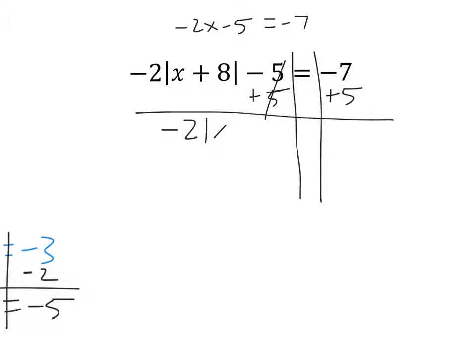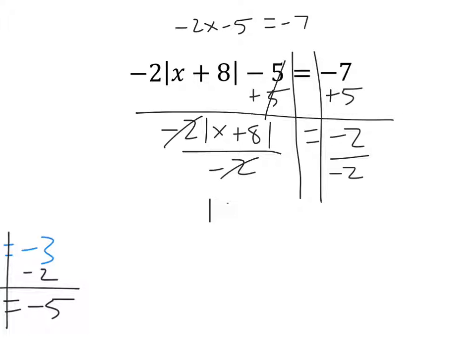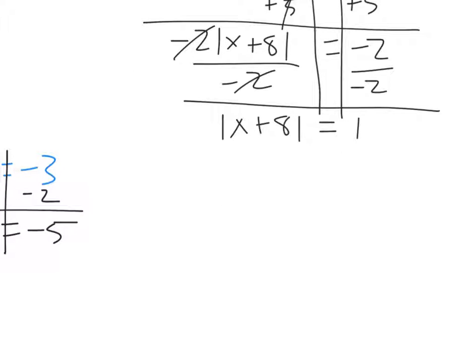So then I get negative 2 times the absolute value of x plus 8 equals negative 7 plus 5, which gives us negative 2. Okay, and then we can divide by negative 2 on both sides, which will cancel out these negative 2's, and gives us the absolute value of x plus 8 is equal to negative 2 divided by negative 2, which is 1. Okay, and now we can split it up into our 2 cases because we've isolated the absolute value.